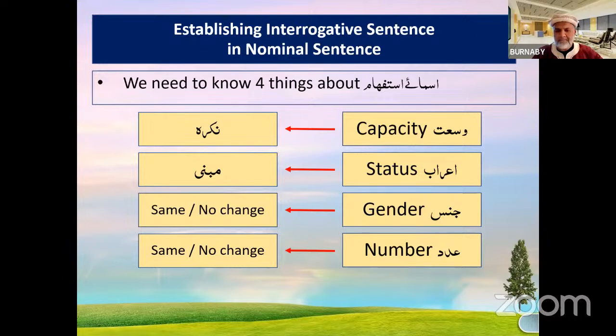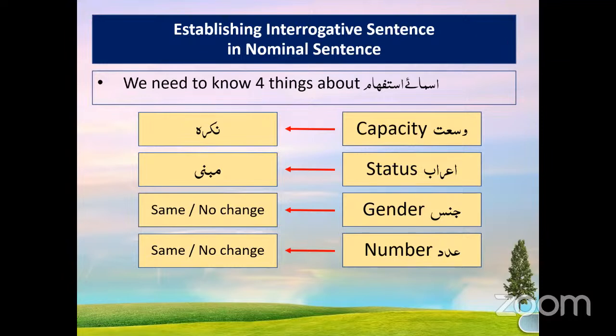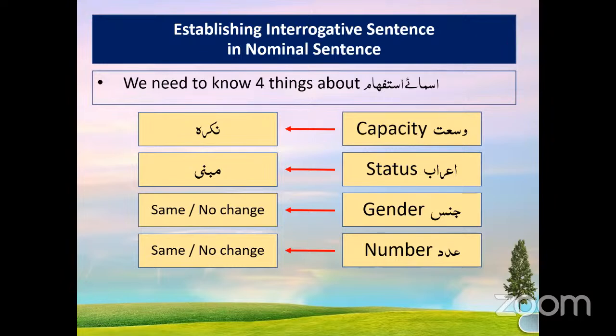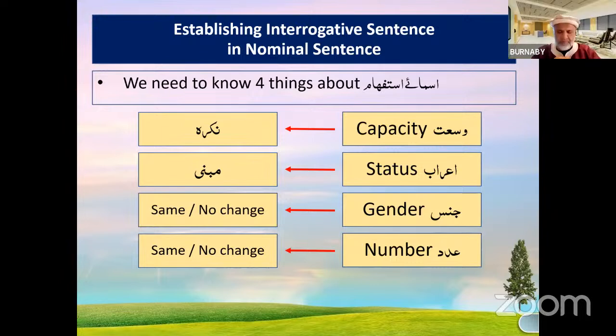And so those 2 properties of ism will not affect asma istifham. Got it? So the 4 properties of asma istifham are: their wusat is nakira, and their Arab is mabni. Mabni means non-flexible. So meaning they do not change.